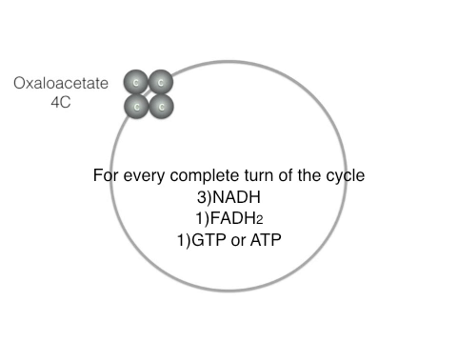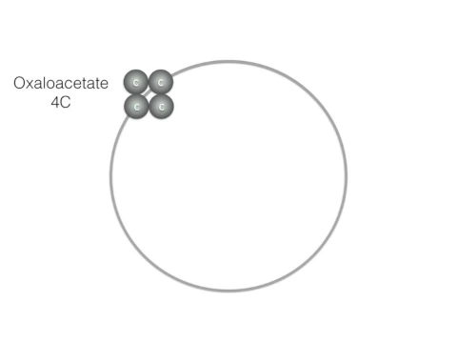And so for every turn of this cycle, we're going to end up with 3 molecules of NADH, 1 molecule of FADH2, and 1 molecule of either GTP or ATP. And the reducing equivalents, the NADH or the FADH2, are going to be used in the electron transport chain in order to make ATP.